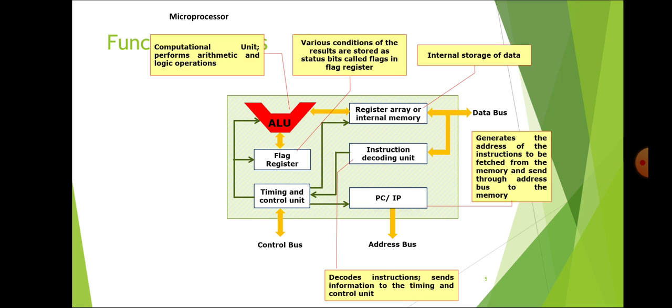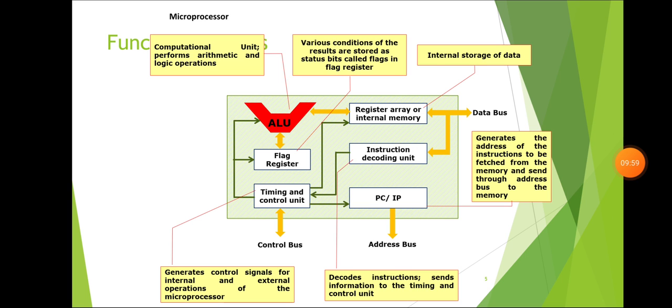So now next is the instruction decoding unit. It decodes the instruction and sends the information to the timing and control unit. Okay, the timing and control unit is a section of the microprocessor made up of synchronous sequential logic circuits. You have studied sequential and combinational logic circuits in digital electronics. Digital electronics is the prerequisite subject for this microprocessor. So synchronous sequential logic circuits are required here in the timing and control unit.